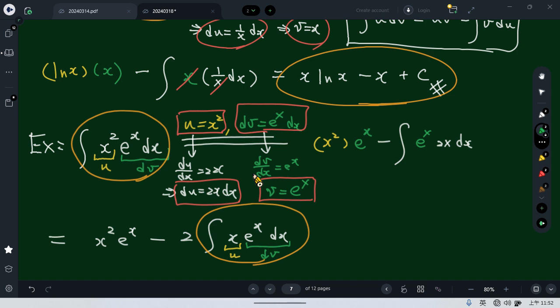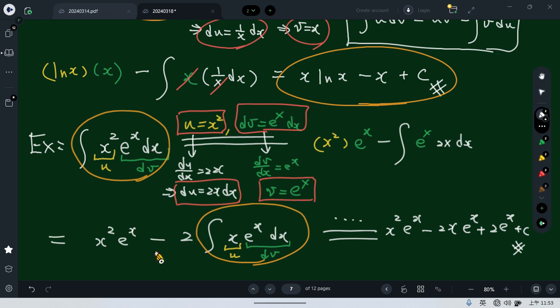So I will not do it again for you, but you can just try it by yourself. Then finally, the result will become x squared e to the x minus 2x e to the power x. This is the final result. So please just do it again. Here, you need to repeat the process again, just like this, and then you can get the result.